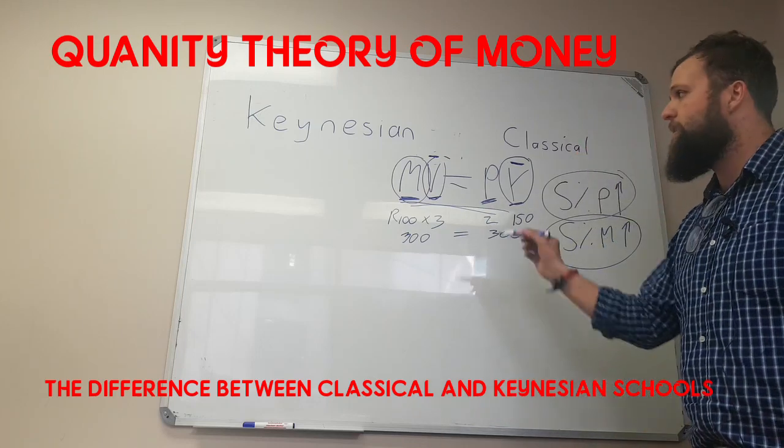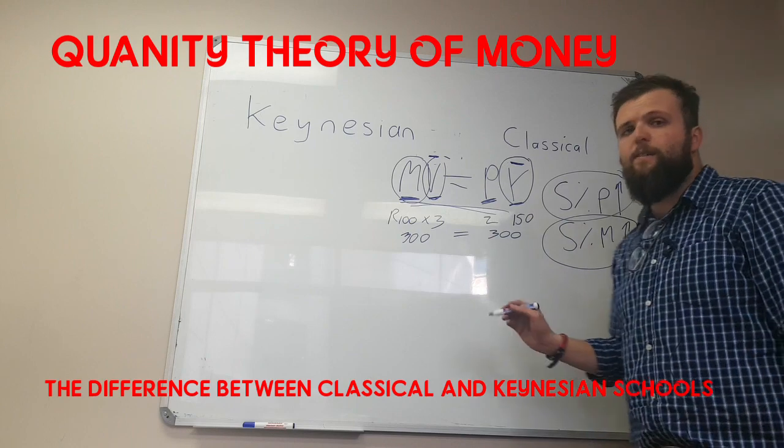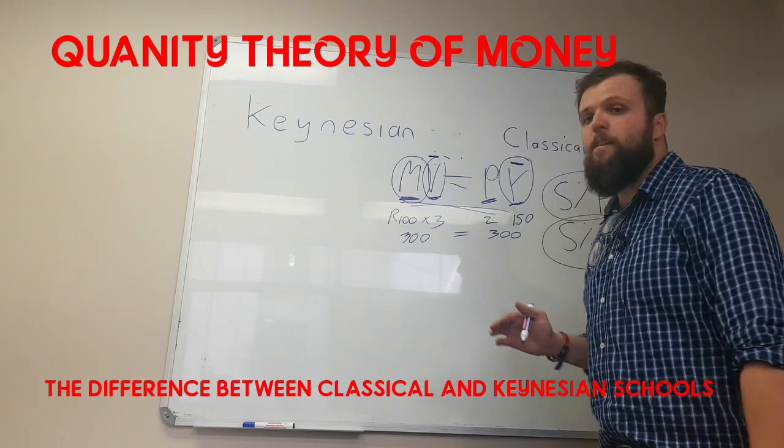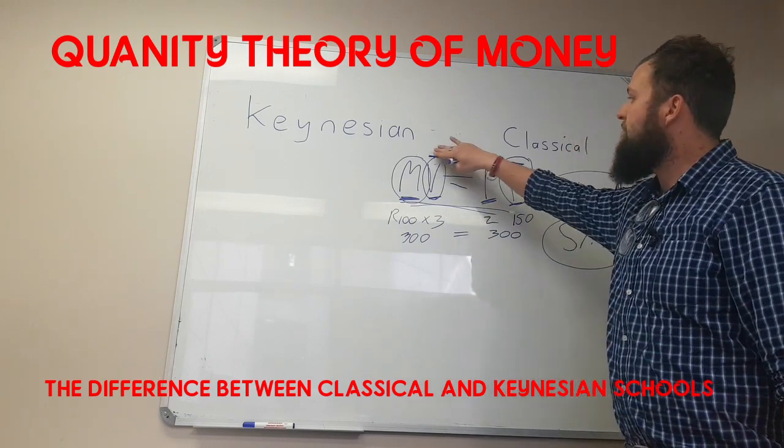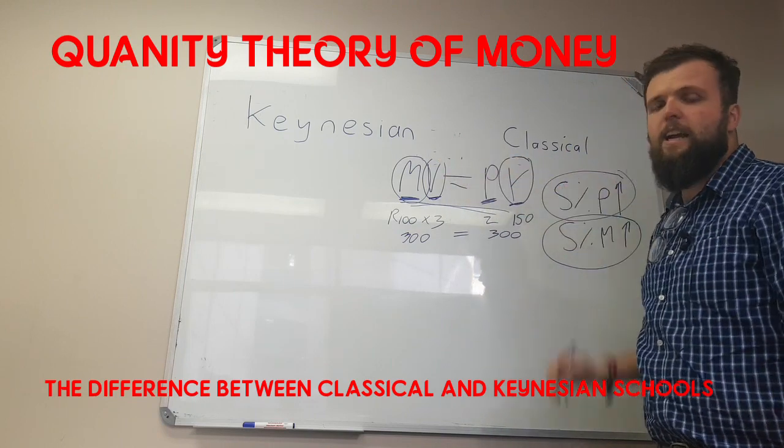But let's look at the Keynesian side. How did the Keynesians view this identity? There's one key difference when we look at the Keynesian school, and I'm just going to show it to you: they remove this constant from the velocity and the output.